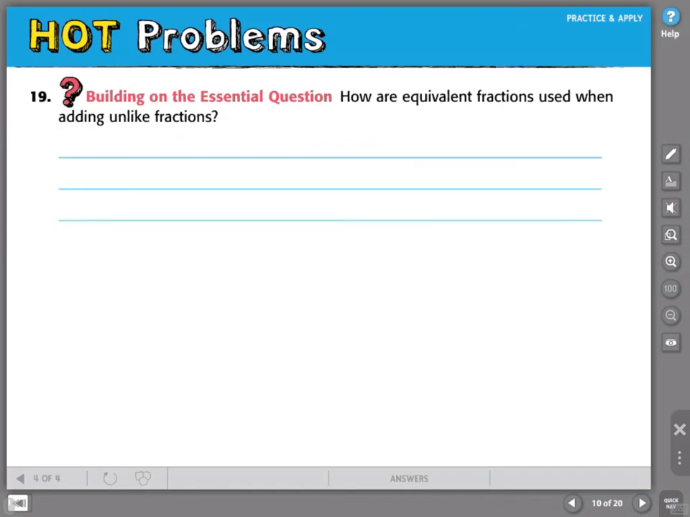For our summarizing question, I want you to explain in complete sentences how are equivalent fractions used when adding unlike fractions. Explain how we use equivalent fractions when we have unlike fractions we need to add.